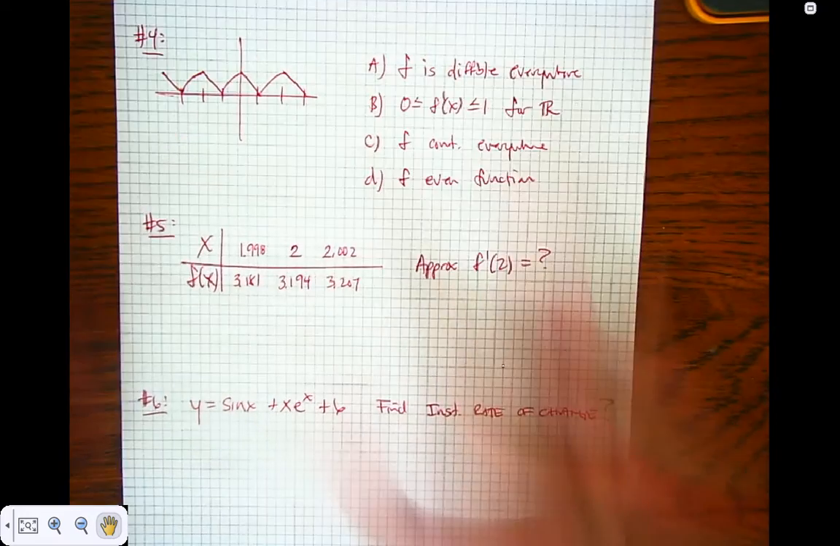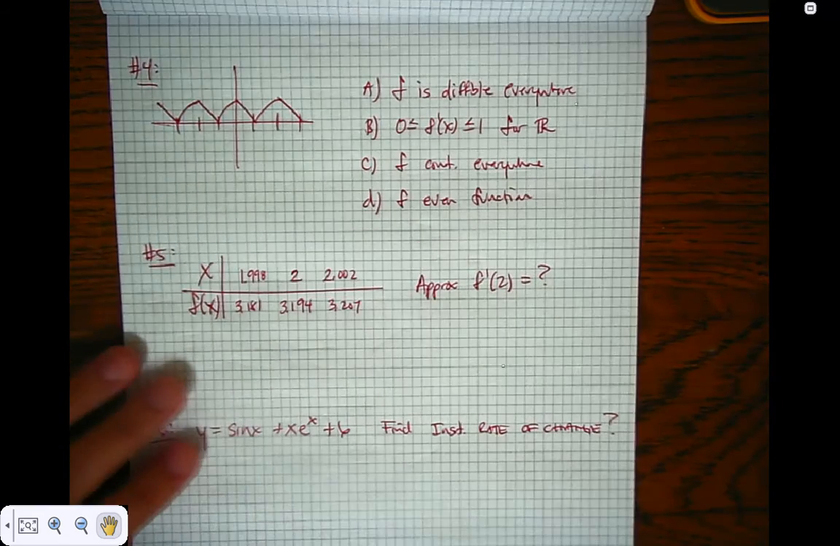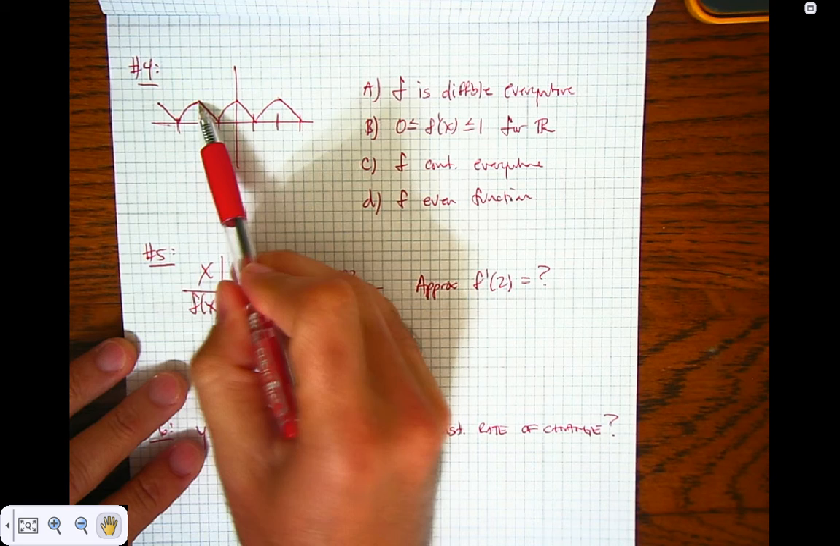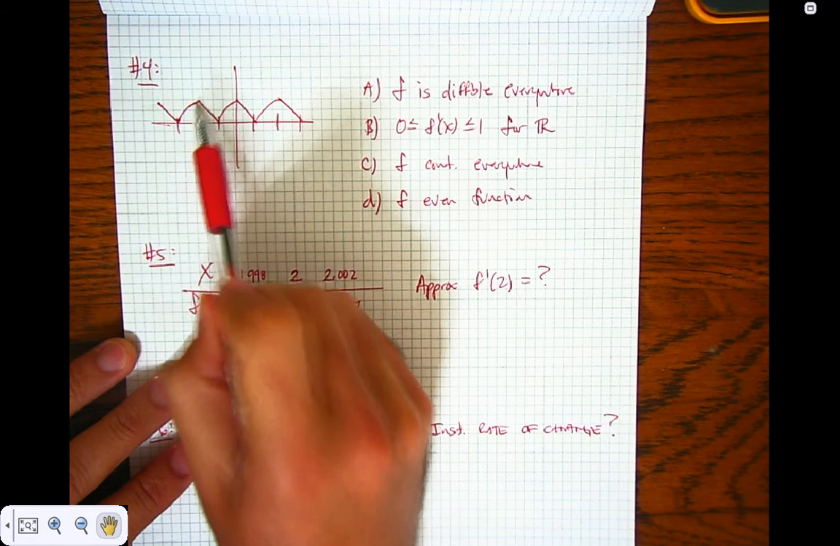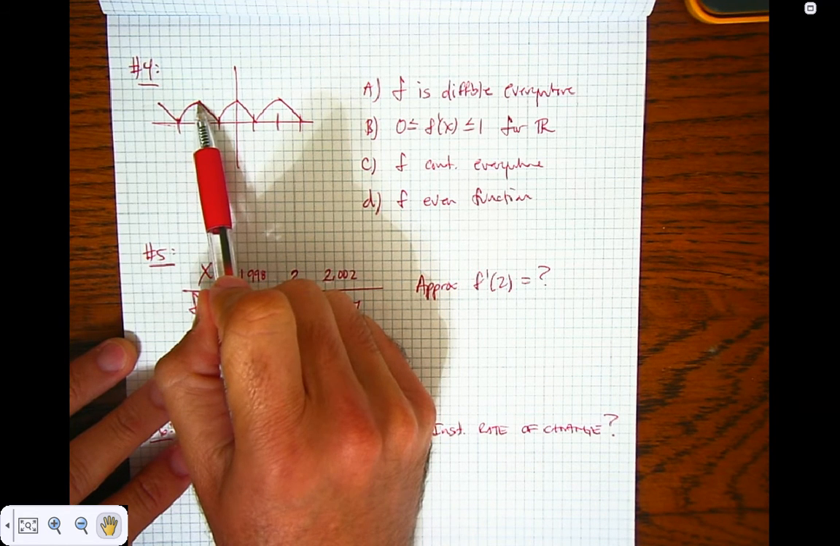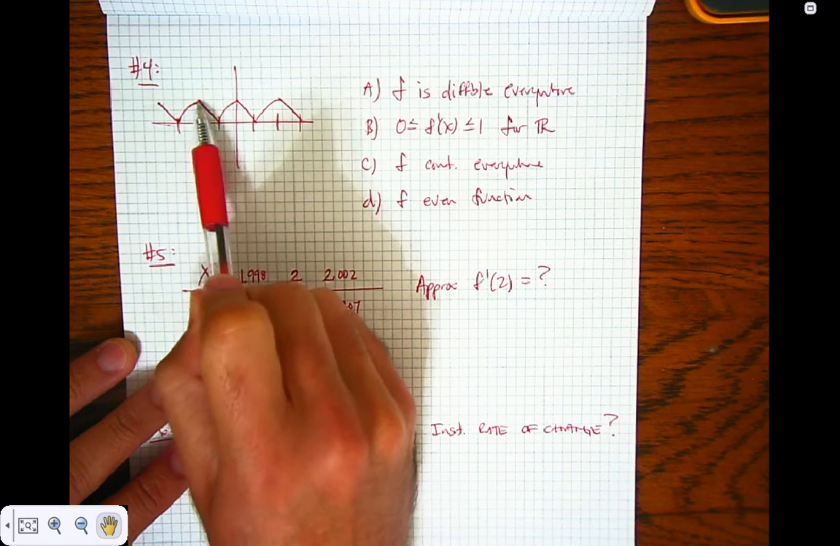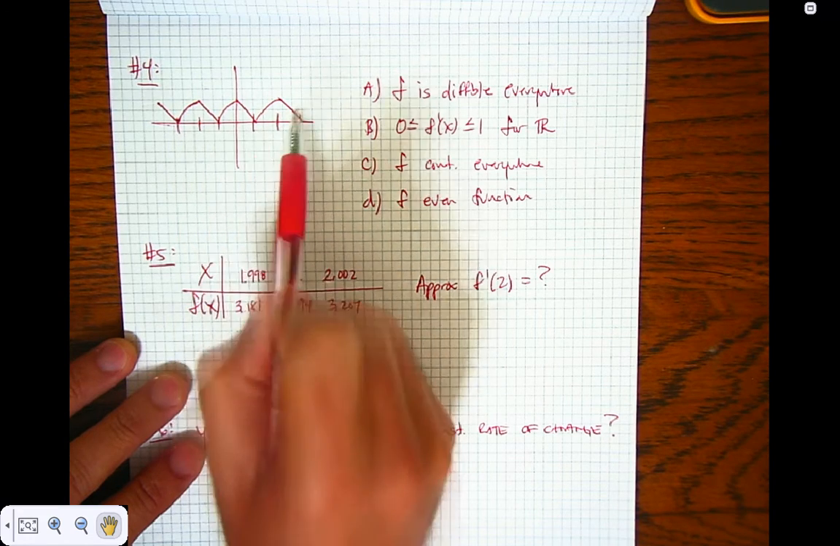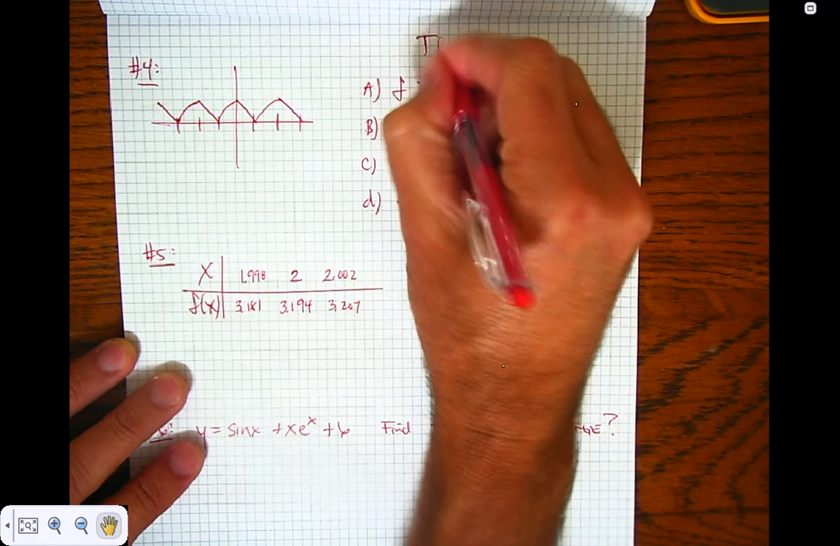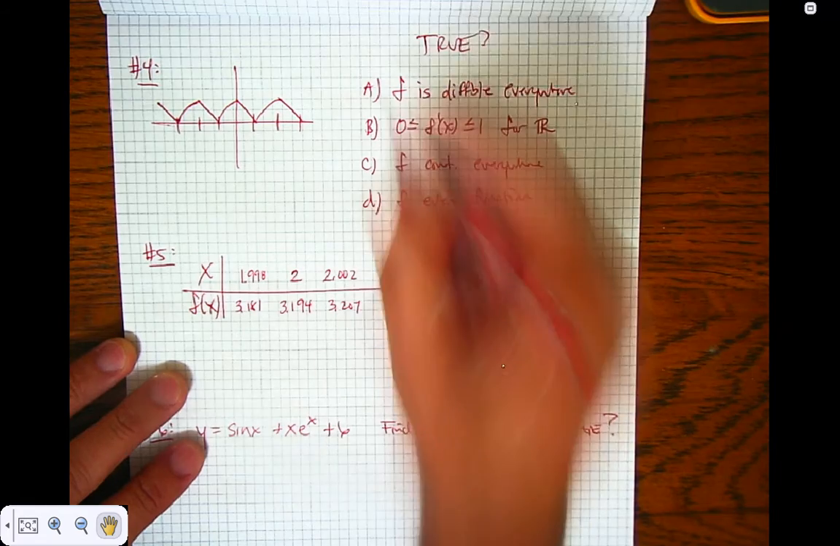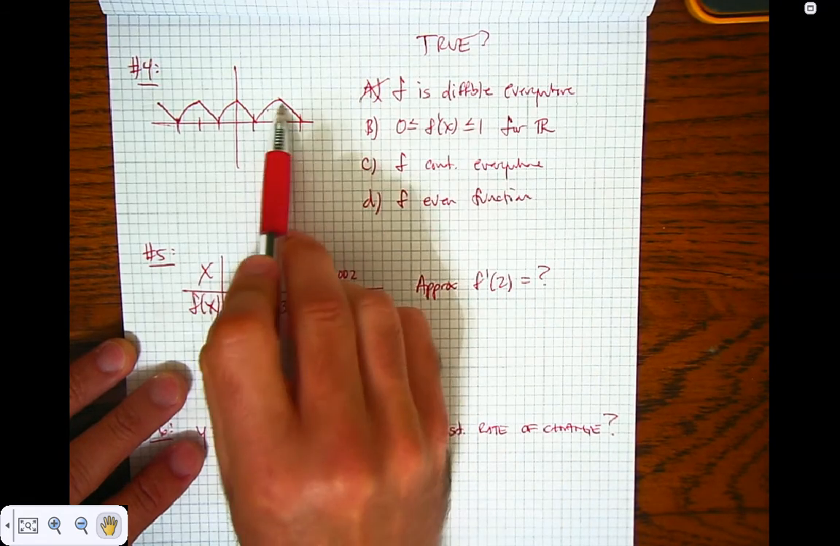Okay, number 4 gave you this graph. I did this on the Zoom again. We talked about a corner point. We talked about something specific, that it's not differentiable there, right? So at these sharp edges, this function is not differentiable. So they ask you which one of these is true. Well, that's not true. I told you specifically it's not.